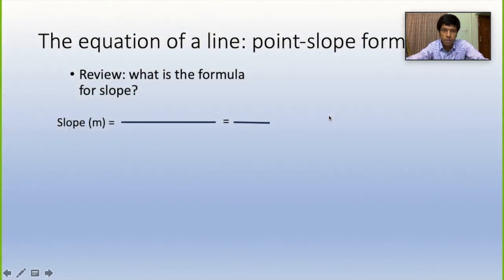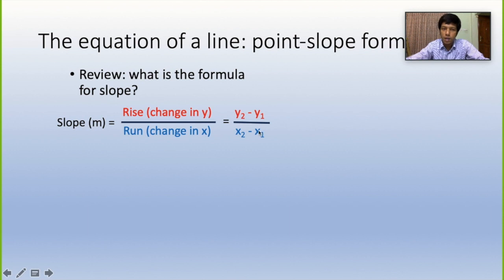You will see. First of all, this is from the review. As you know, what is slope? What is the definition of slope? Slope is the change in y over change in x, right? Or rise divided by run. So change in y means y2 minus y1, and change in x means x2 minus x1. So we can write it like this: change in y divided by change in x.